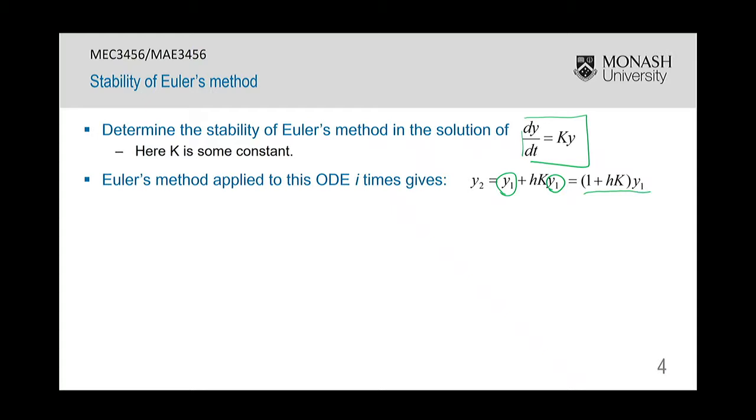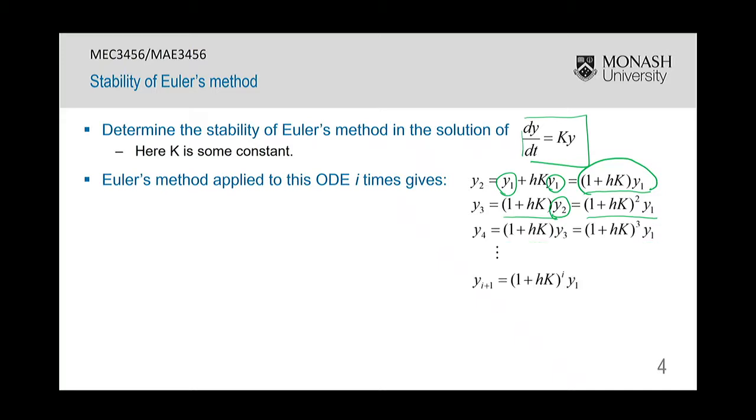Similarly, if we go to the next step and calculate y3, it's easy to show that that's equal to (1 plus hk) times y2, but we already know what y2 is equal to. It's equal to this thing here, so we can write that as (1 plus hk) all squared times y1. And we can calculate y4 and then go on all the way down to y(i+1), where we can see that y(i+1) is equal to (1 plus hk) raised to the power i times our initial value. Okay, this is only for the solution of that equation, and it's only for Euler's method.